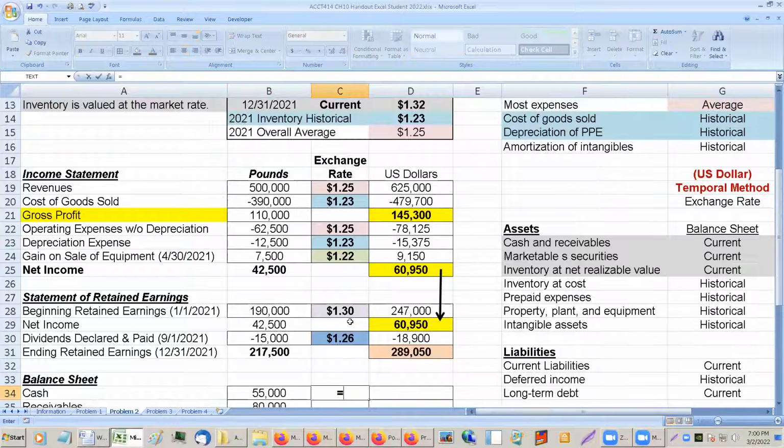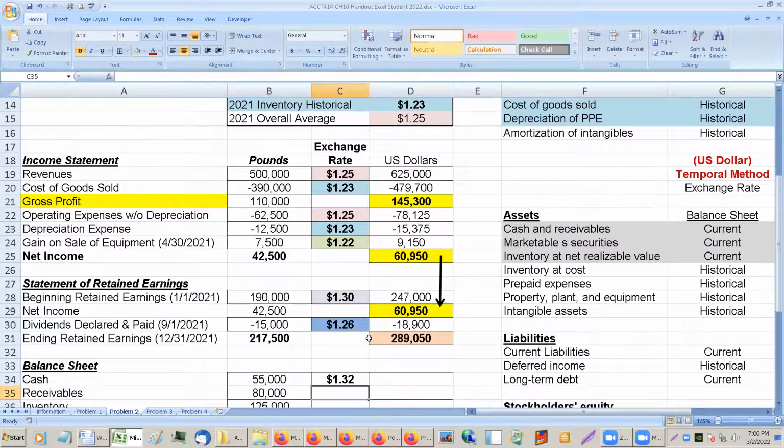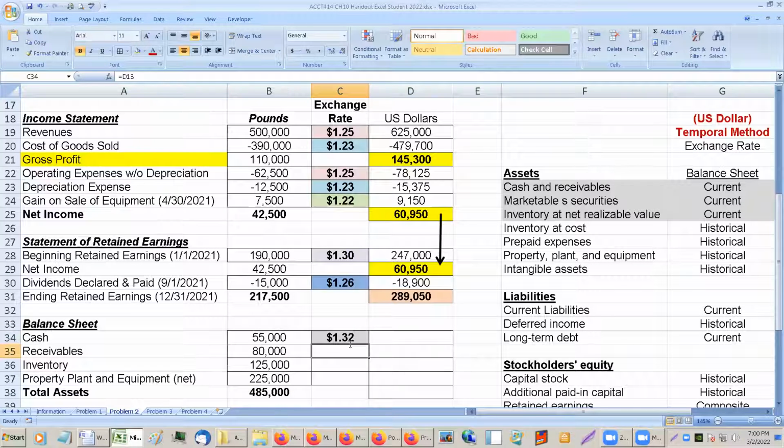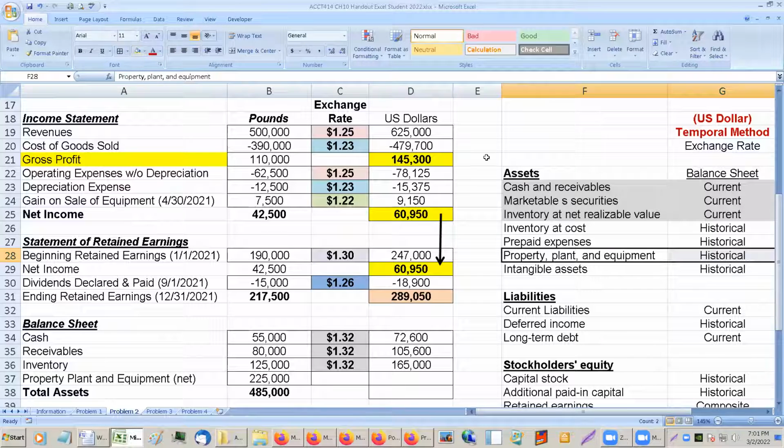Okay, so let's see, the market rate is 32. Yeah, receivable is going to be the same. And inventory is going to be the same because we're not doing it at cost, we're doing it at the market rate. Again, very common. Property, plant, and equipment is going to go on at the historical rate. Make that darker.